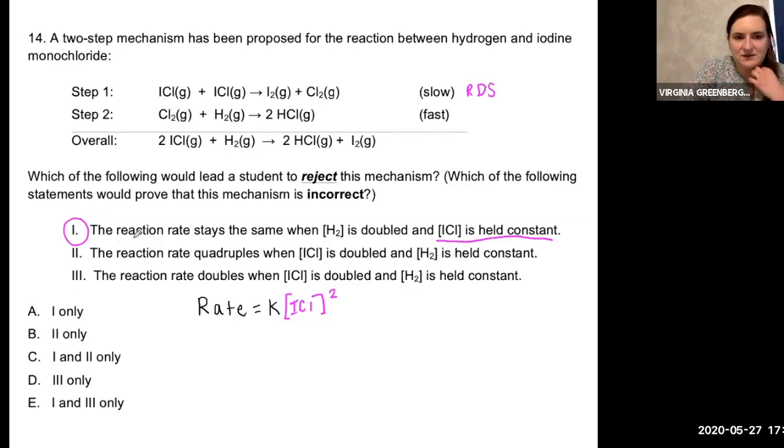Second statement says the reaction rate quadruples when ICl is doubled and H2 is held constant. So, if we were to double the concentration of ICl, we would have 2 times the concentration there squared. So it would end up being 4 times faster. Similar to what we saw in the last problem. And so this statement would also be true.